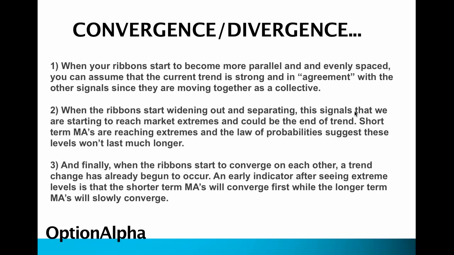The reason that we can use multiple moving averages and ribbon studies is purely for convergence and divergence. That's what they're really good at. So number one, when you have ribbons that start to become more parallel and evenly spaced, then you can start to assume that the current trend is very strong and more or less in agreement with the other signals since they're moving together as a collective. So you have all of the moving averages that are continuously moving higher. They're all evenly spaced. It pretty much seems like you have a very strong trend in place.